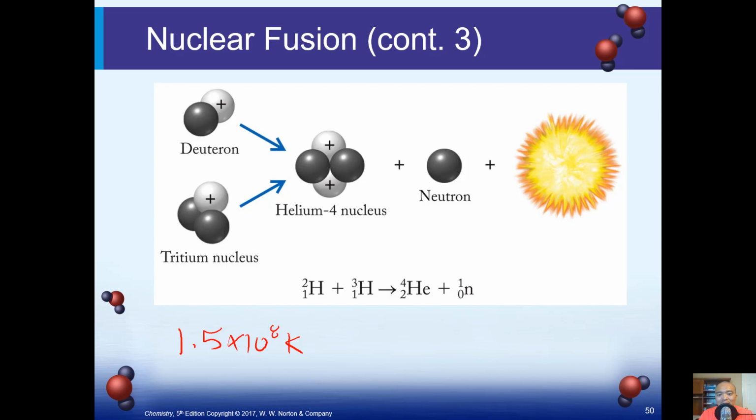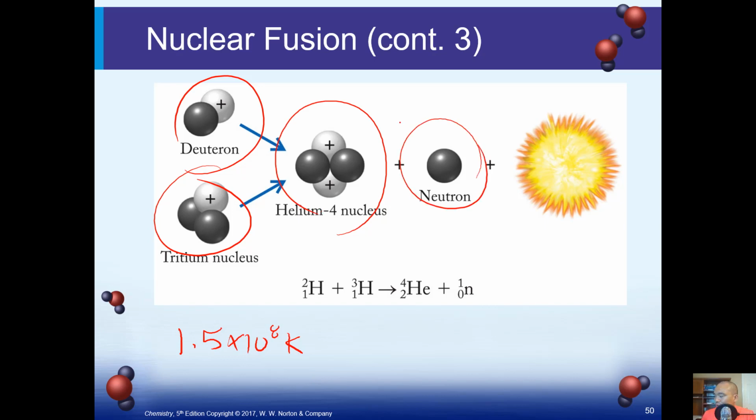The high temperature plasma is contained using powerful electromagnets. The high-speed collisions between the deuterium and tritium are used to produce helium-4, and a neutron is also produced together with a significant amount of energy.